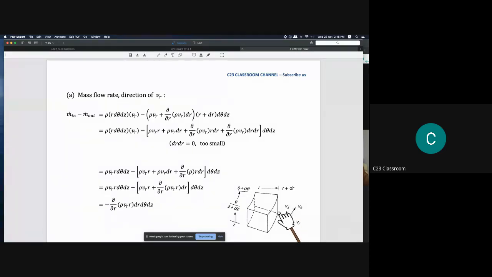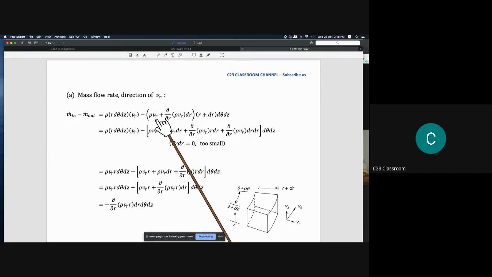In this calculation, we found that the length here is a little bit longer compared to the length here. That's why we are not using r d theta dz. We are taking the whole idea here, and dz is the thickness. And again here we are using rho Vr plus the partial derivative of rho Vr with respect to r times dr, because we are analyzing on the r axis.